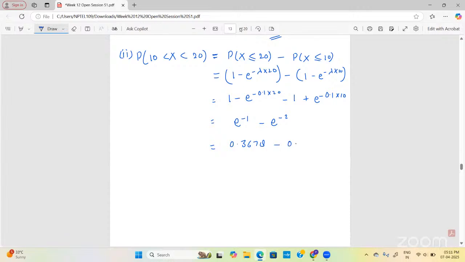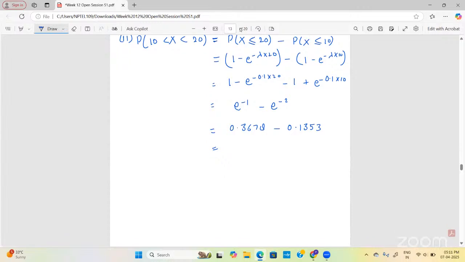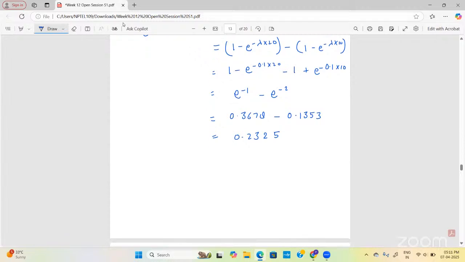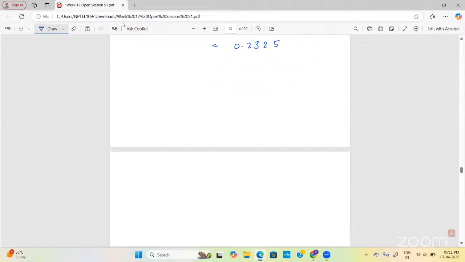It is coming out to be 0.1353. And when you subtract it, it will become... okay. Is this clear to everyone? Yes. Anyone who has any doubt? Okay, then the next distribution is normal distribution.